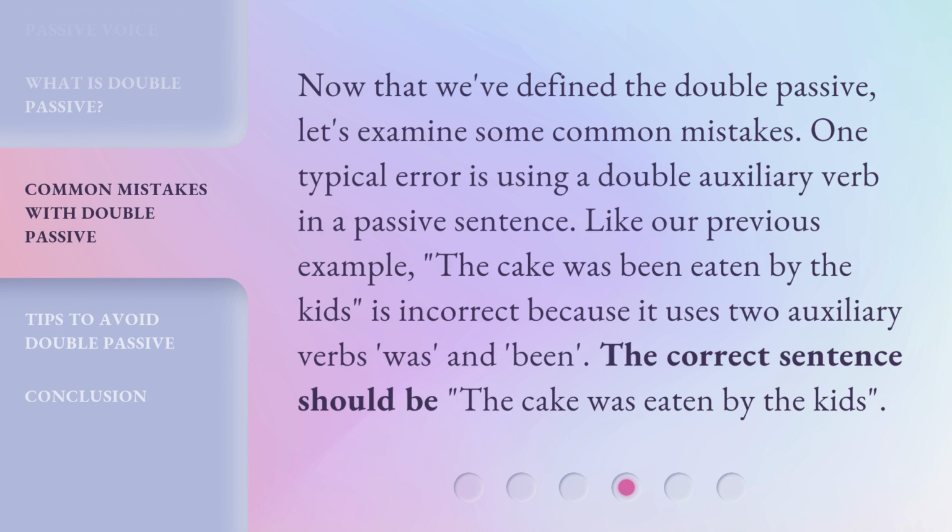Now that we've defined the double passive, let's examine some common mistakes. One typical error is using a double auxiliary verb in a passive sentence. Like our previous example, the cake was been eaten by the kids is incorrect because it uses two auxiliary verbs, was and been. The correct sentence should be, the cake was eaten by the kids.